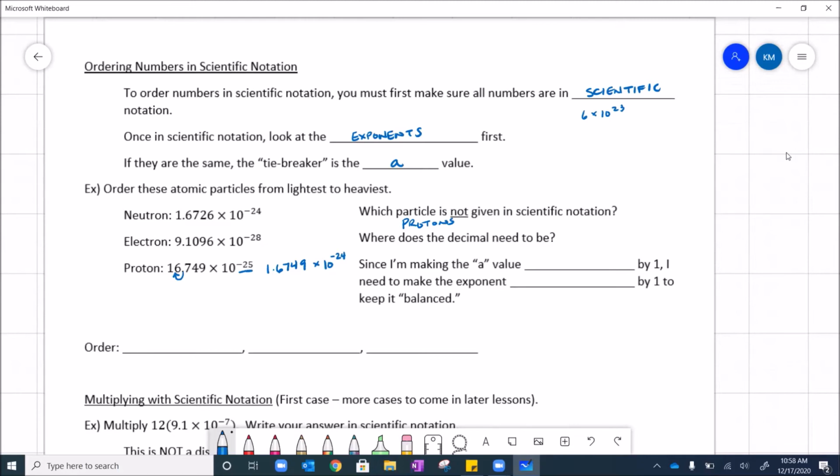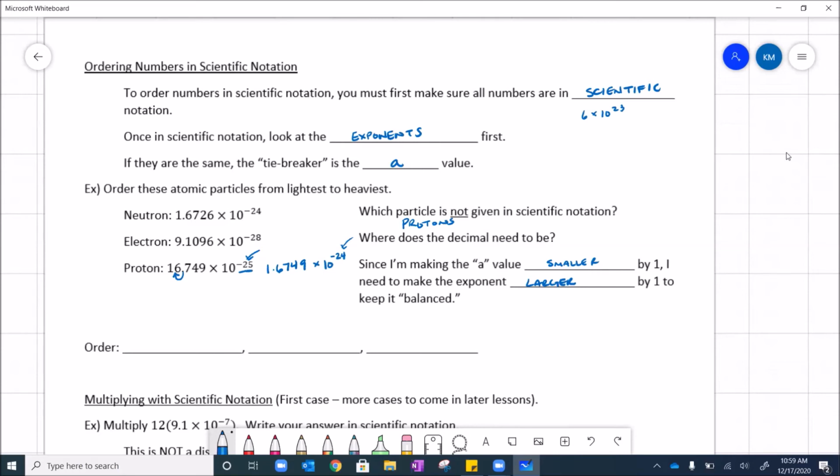I'm making the A value smaller by 1 place, so I need to make the exponent larger by 1 to keep it balanced. That's how you want to think about it too. I always hear this nagging little voice. It says, move left 25 times, move left 25 times. And I move left once, and it would say, okay, move left 24 times. If I do what it says, the number gets smaller. If I do the opposite, the number gets larger, or further away from 0.